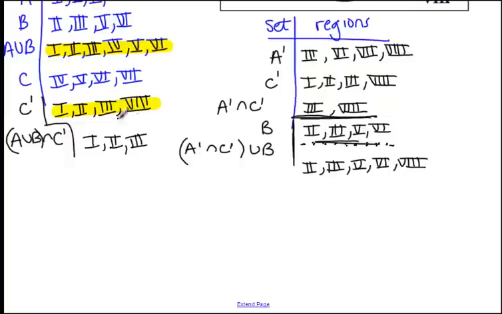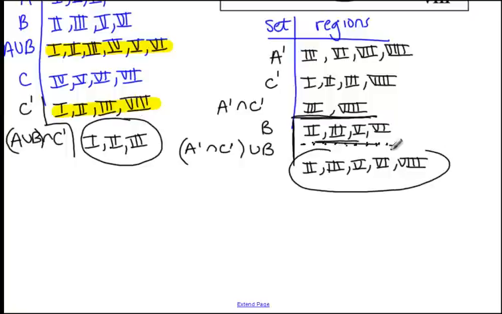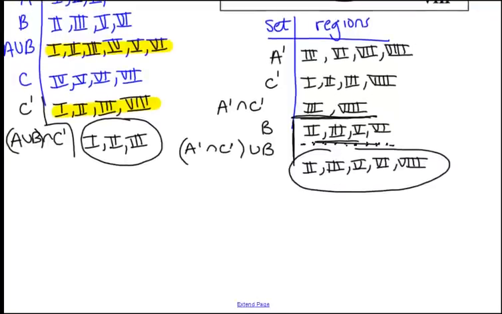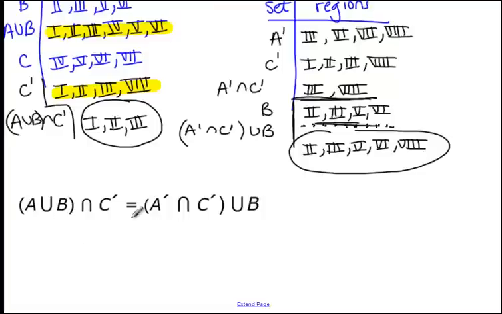So we can see that the general regions are not the same. So those two statements are not represented by the same regions in our general Venn diagram. So we would say that those two sets are not equal sets.